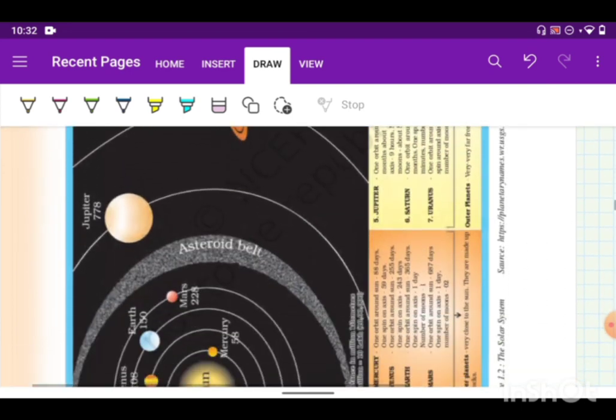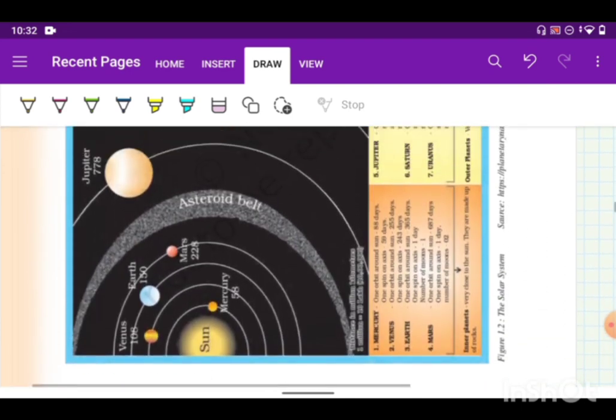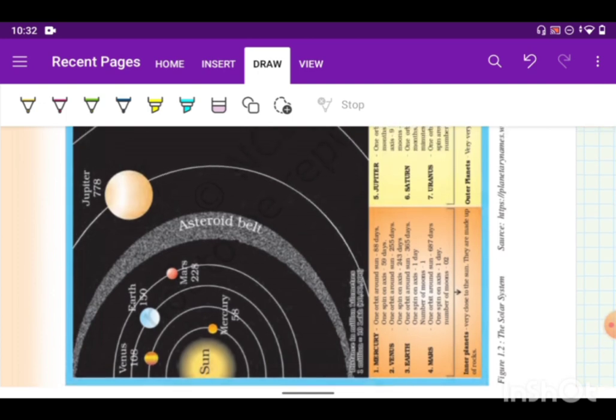Now you are seeing the image of all the planets one by one. I'll tell you about that. Sun in the center, Mercury, that is the first planet from the Sun. After that, Venus, Earth, the third planet, then Mars. All these planets are called rocky planets because they are very close to the Sun. They are made up of rocks.